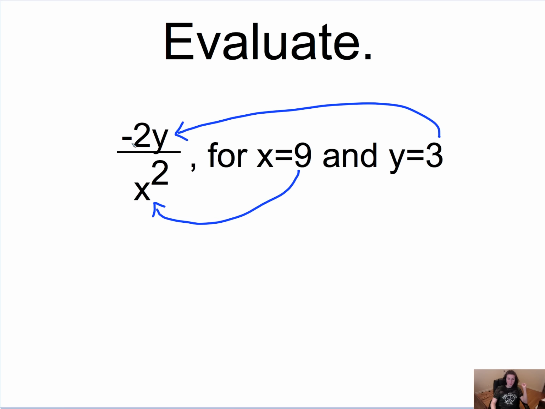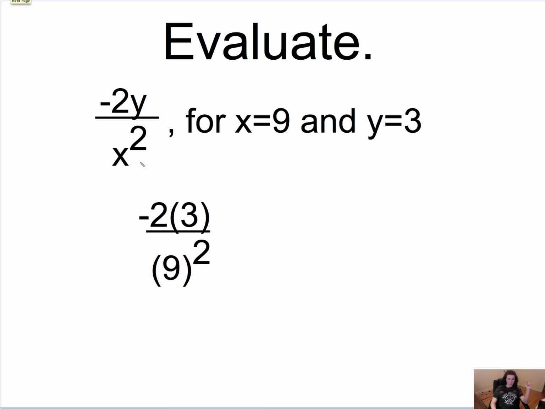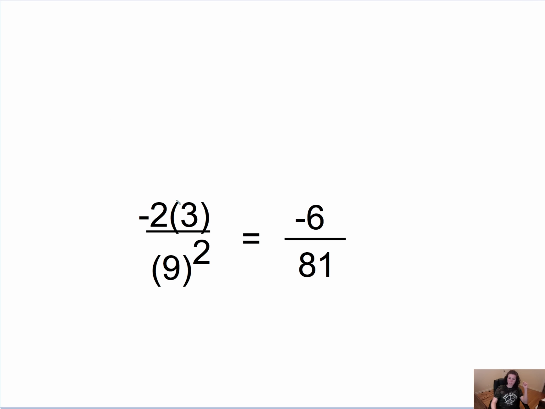I still see people doing negative 23. It's not negative 23. Remember when you have a number next to a variable, it means multiply. So this is negative 2 times y. So when you plug in the 3, it's negative 2 times 3, which is what I wrote right here. So I plugged in the 3 in place of the y and the 9 in place of the x. So then when we solve that, we just want to multiply in the numerator, which would be negative 2 times 3 is negative 6, and then 9 squared in the denominator would be 81. So we have negative 6 over 81.